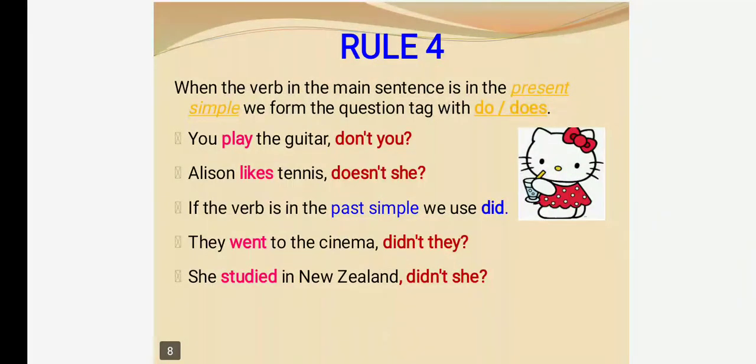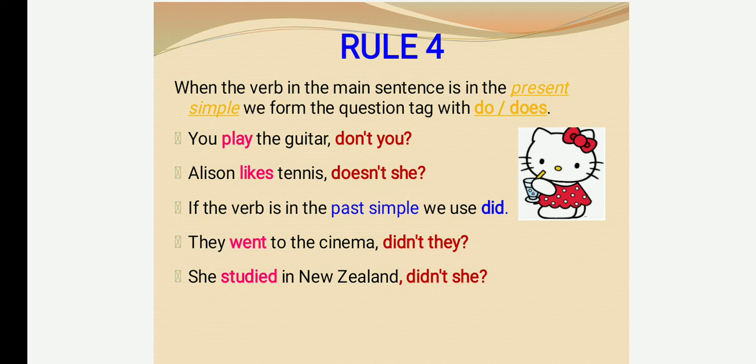In the past 3 slides, we have learned that they had given a helping verb in a sentence. But sometimes there may be a present simple or past simple sentence. Then how can you find the helping verb from those kinds of sentences? Look at the example. You play the guitar. I just highlighted the verb alone. Look at that. Alison likes tennis. Look at the main verbs play and likes. Play is the V1 form of the verb, we all know that. So we have the subject you.